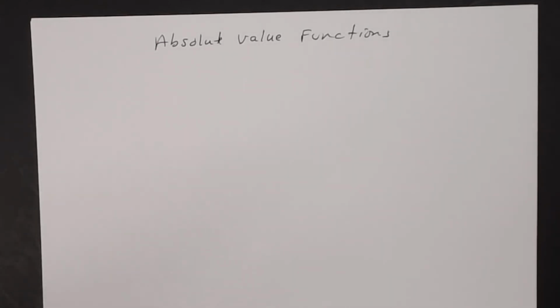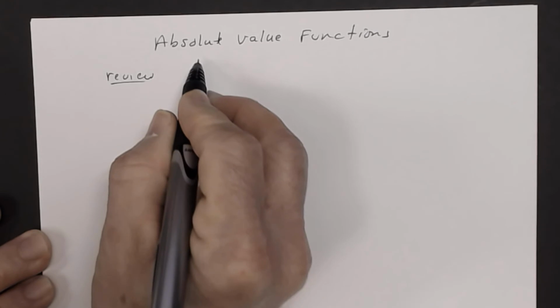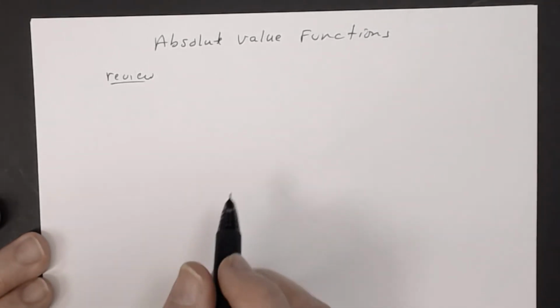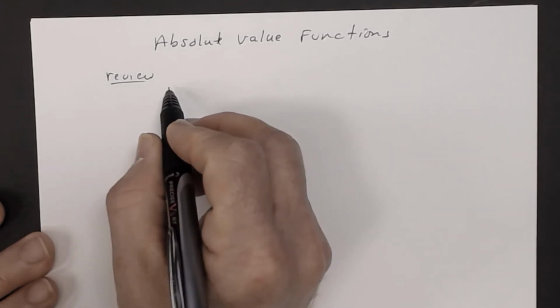This lesson focuses on absolute value functions. Now, before we talk about absolute value functions, let's do a little bit of review. All right, so this will be a review before we begin absolute value functions. First of all, remember function notation. So function notation looks something like this.